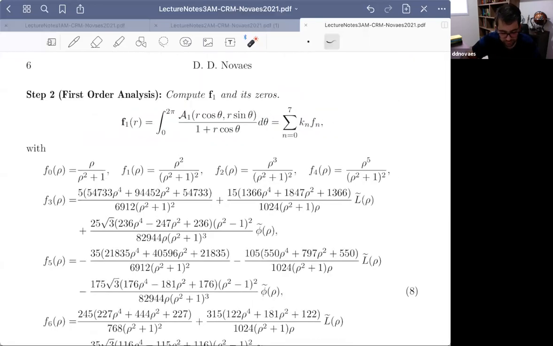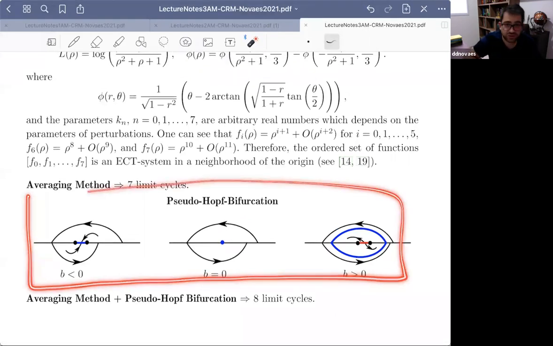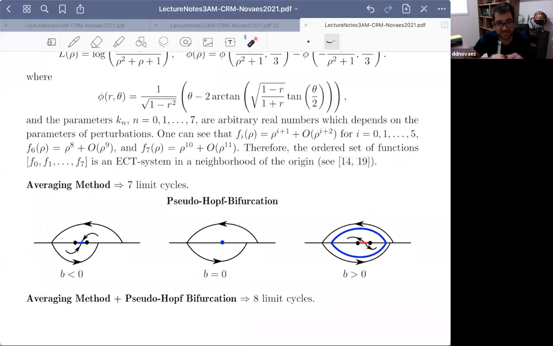So now, performing a Hopf bifurcation here, just adding the constant term of the perturbation, we get another limit cycle. This is something that João Torregrossa has already explored in his talk. So the averaging method plus Hopf bifurcation provides 8 limit cycles in a first order analysis.